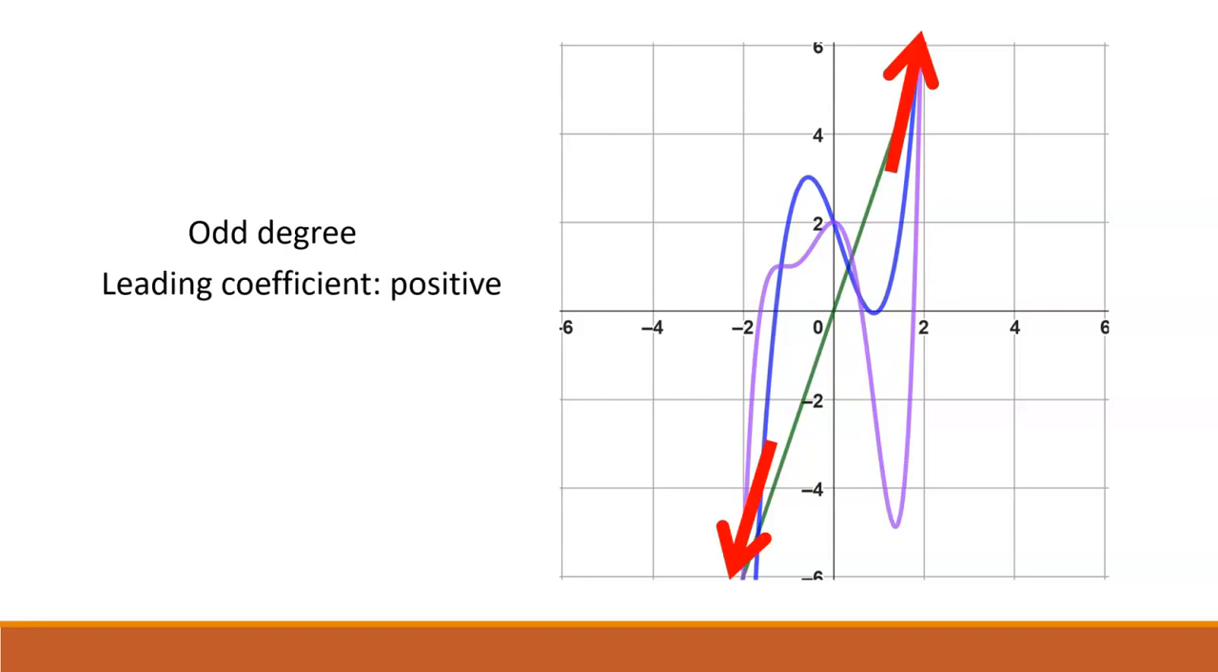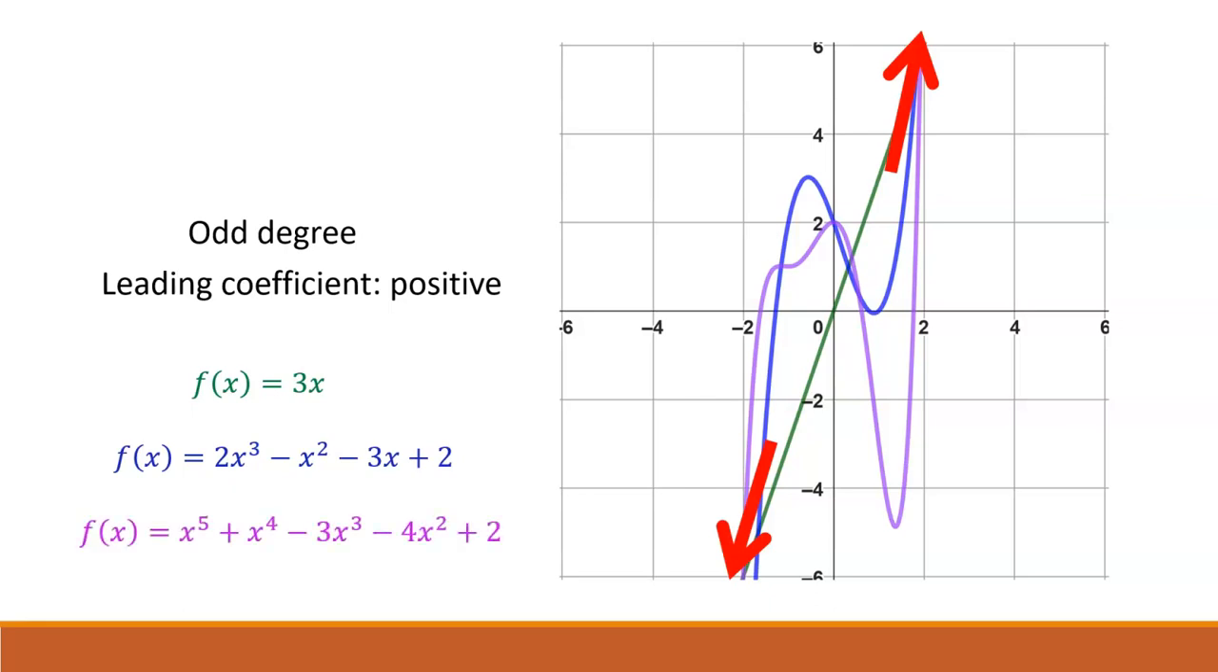Now let's compare what we've predicted to the actual equations of the 3 graphs. The green line is f of x equals 3x. It's an odd degree function because it's a first degree function, and the leading coefficient is a positive 3. The blue function is this one. It's a cubic function, so it is an odd degree function, and the leading coefficient is a positive 2. And the purple function is this one. It's a 5th degree function, so its degree is odd, and its leading coefficient is a positive 1.